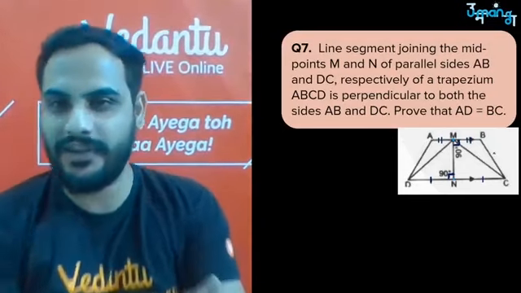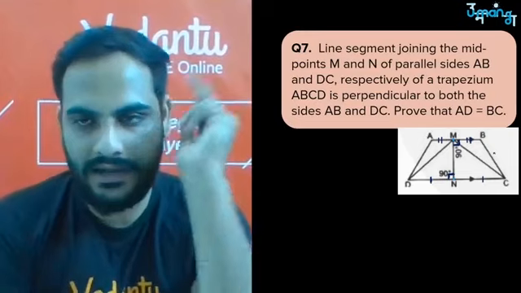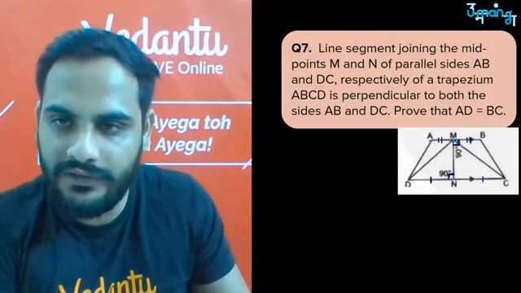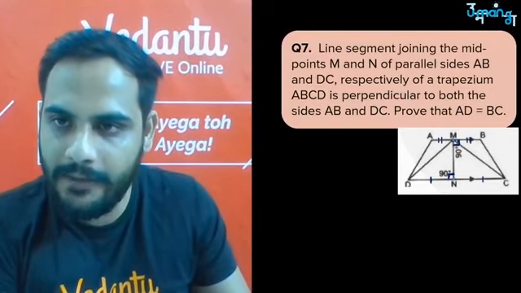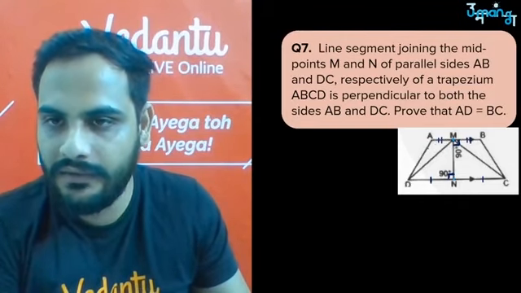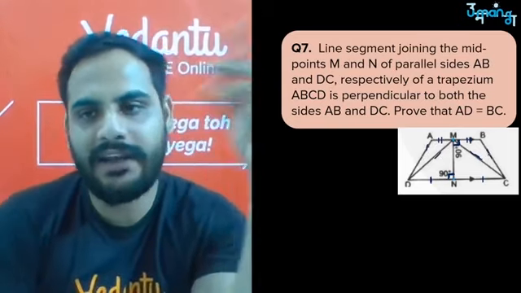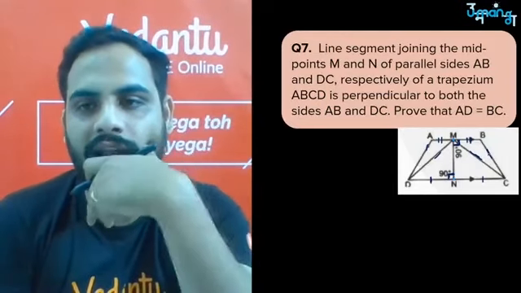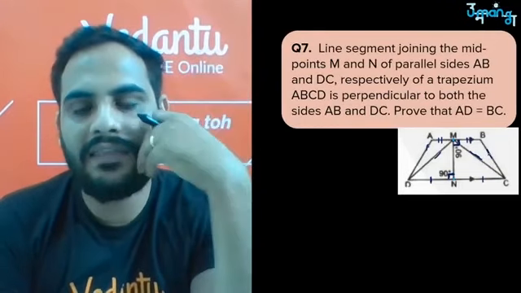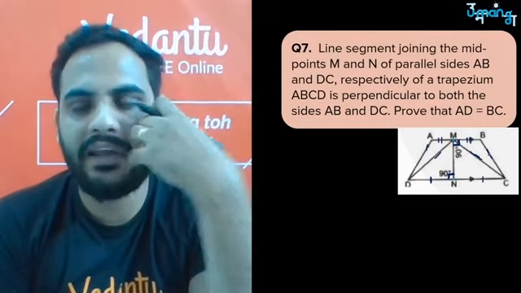A little bit it seems that we don't understand what to do. You must be thinking, so see, I got the idea that to get AD and BC equal, definitely I have to prove these two triangles congruent: triangle ADM and BCM. These two small triangles I have to prove congruent, then I can say AD is equal to BC. But in these two triangles I don't have enough information. Only I know that AM is equal to MB. Other than that I do not have any information about it.